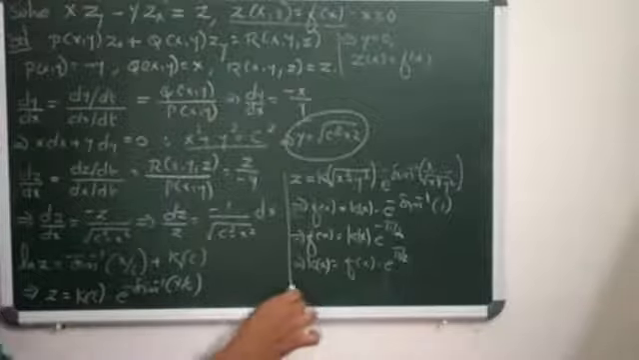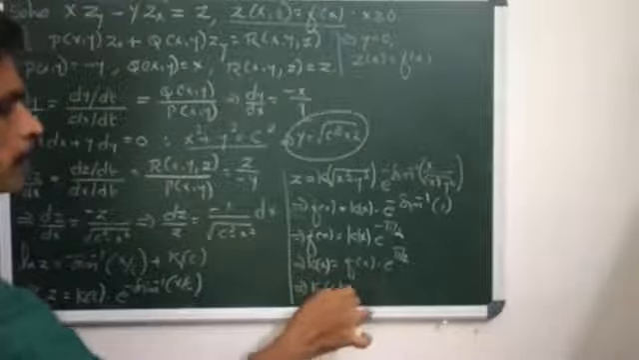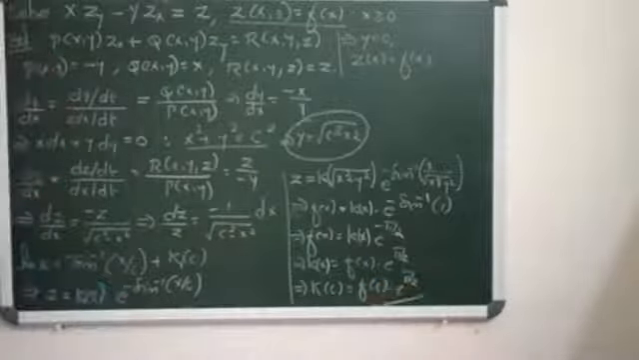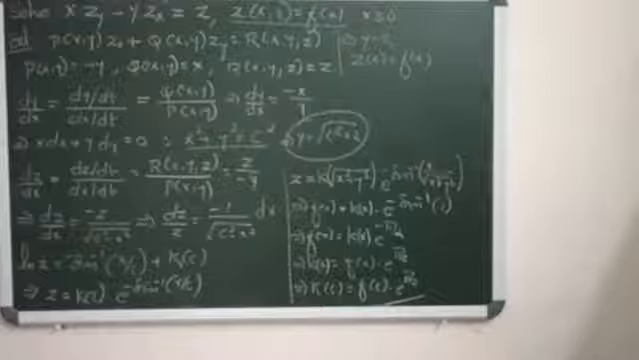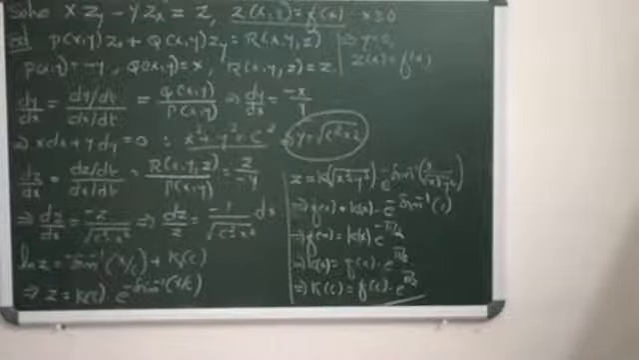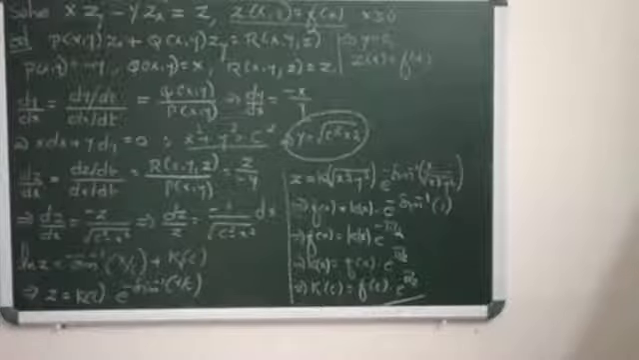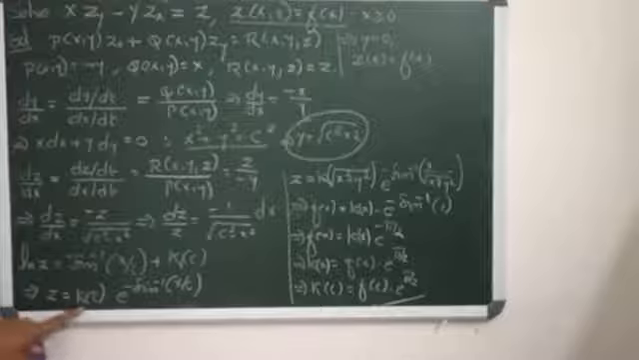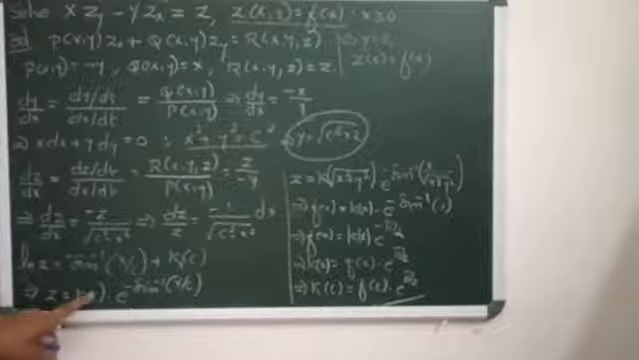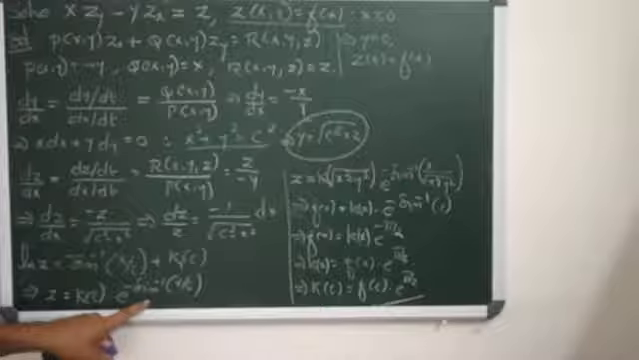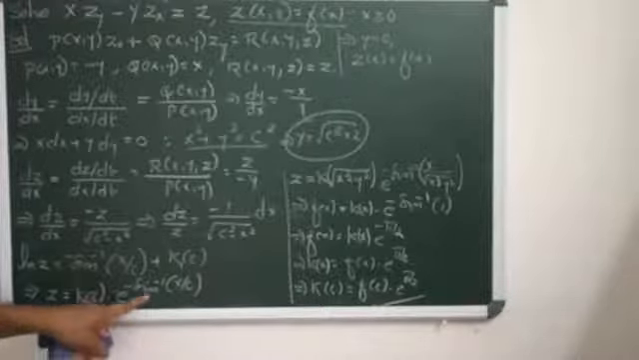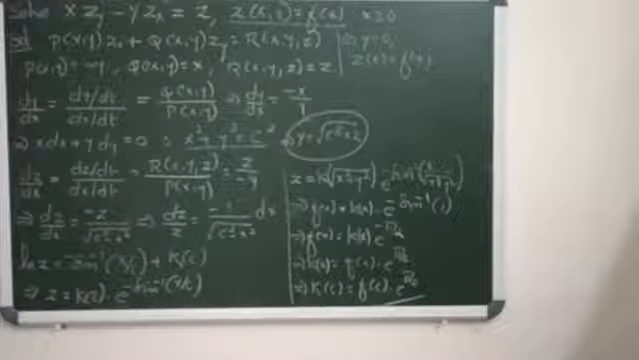So what is k of c? That means k of c equals f of c into e power pi by 2. K of c is an arbitrary function, that is, it depends upon c only. Therefore, our required solution z equals k of c, which means f of c into e power pi by 2, into e power minus sine inverse of x by c. So that is our required solution.